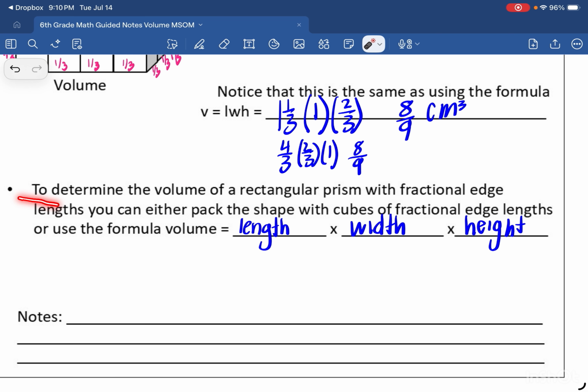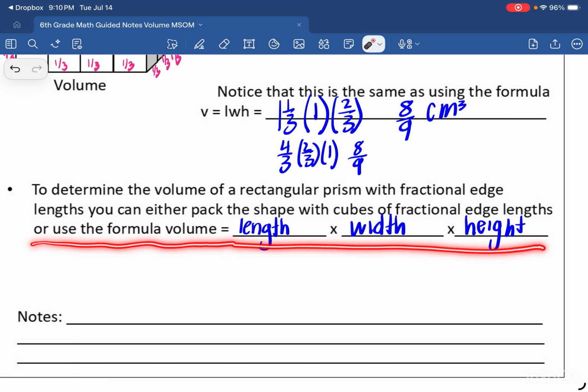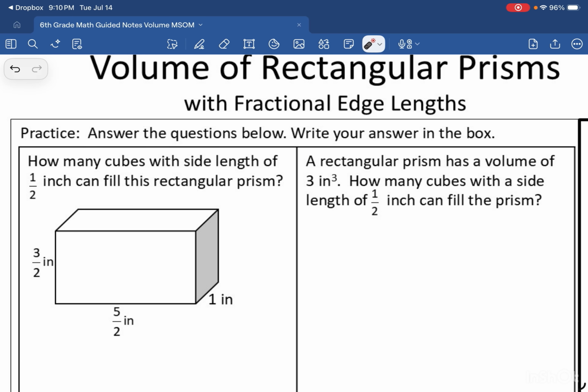To determine the volume of a rectangular prism with fractional edge lengths, you can either pack the shape with cubes of fractional edge lengths or use the formula volume equals length times width times height. Let's do some practice. Answer the questions below. Write your answer in the box.